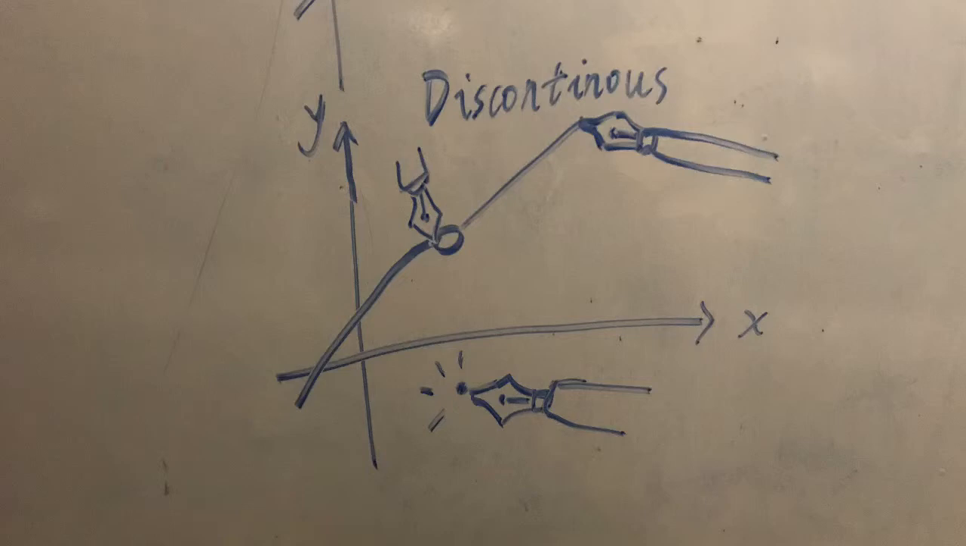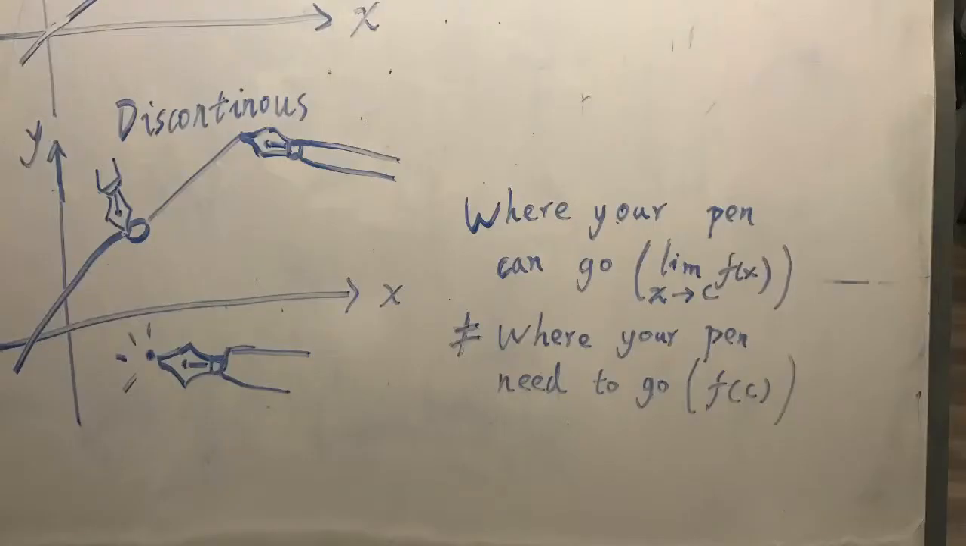However, in a discontinuous function, there is a point that your pen is not reaching but has to draw. Right here, you have to lift your pen in order to draw this point. This is the point of discontinuity. Connect the analogy of a pen with the definition of continuity, and you'll figure it out very easily.